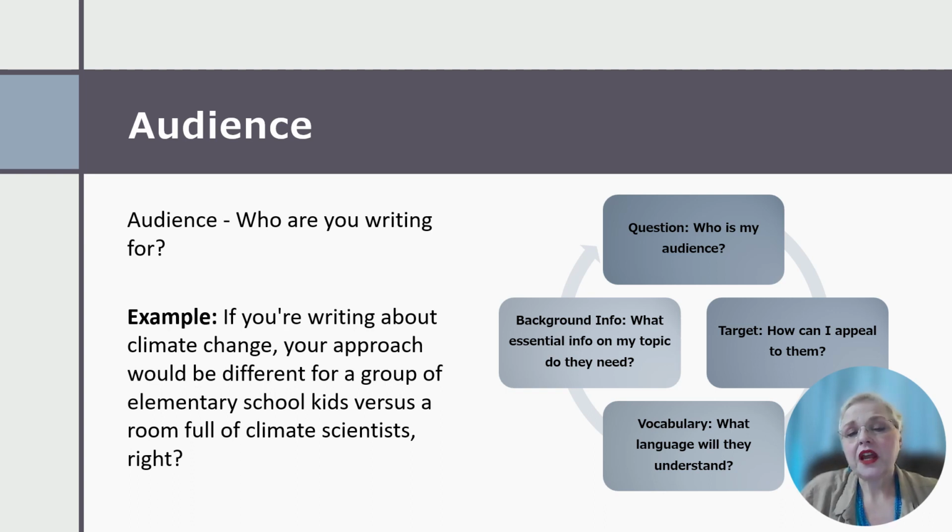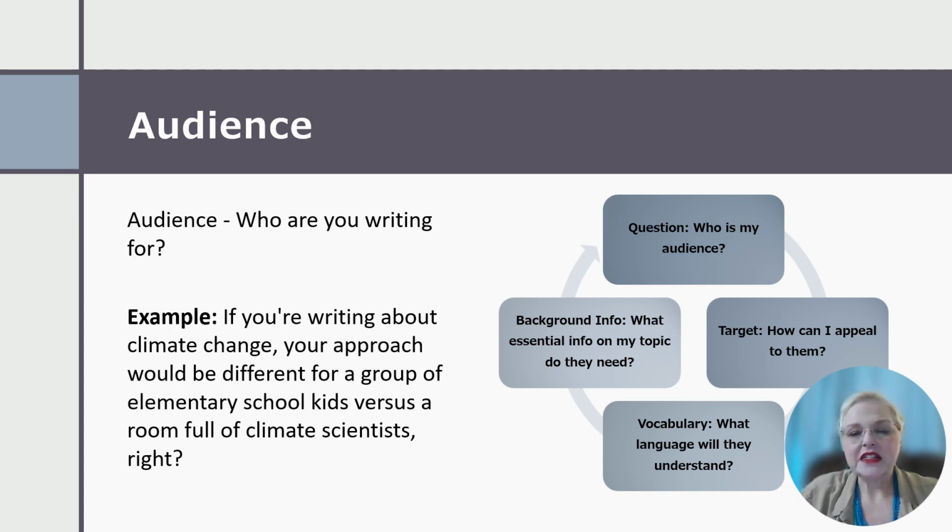Understanding your audience helps you tailor your writing. You'll choose the right vocabulary, the right level of detail, and even the right tone. For example, if you're writing about climate change, your approach would be different for a group of elementary school kids than it would be for climate scientists, right? Now, obviously, in college, we're not writing to elementary school kids, but I think you get the point.